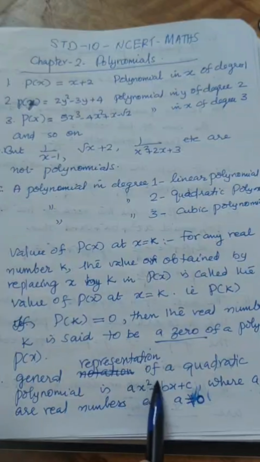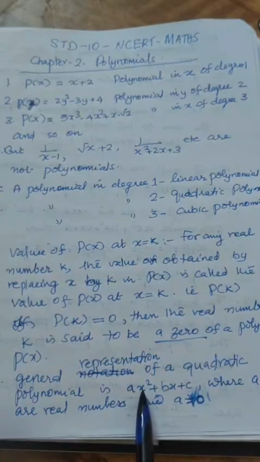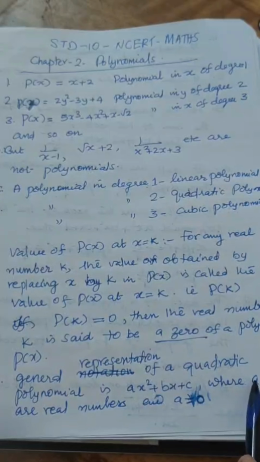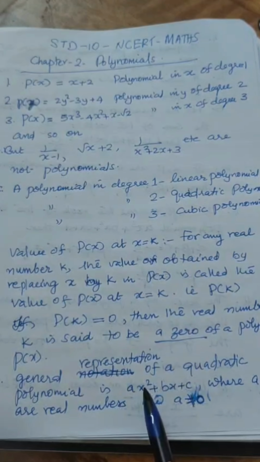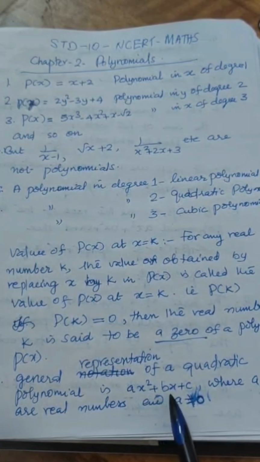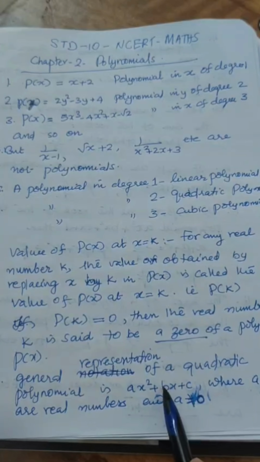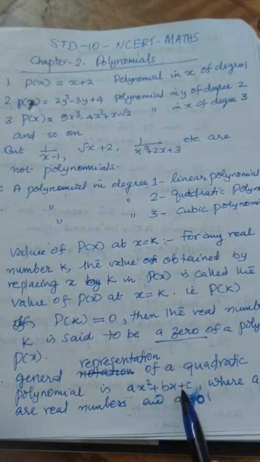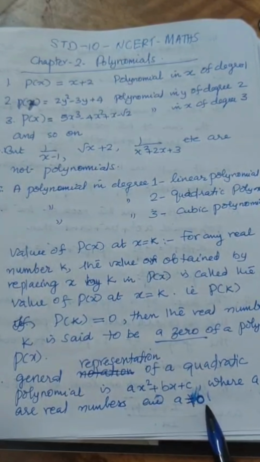Now, how to represent a general quadratic polynomial? a x square plus b x plus c. Here the degree of x is 2, where a, b, c are constants and real numbers; it is called a quadratic polynomial. What happens when a is 0? When a is 0, this term is absent, so it becomes bx plus c. This is only a polynomial of degree 1. So for the expression ax square plus bx plus c to be a quadratic, a must not equal 0.